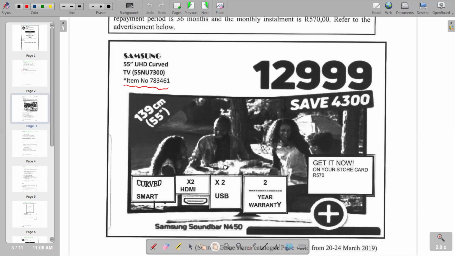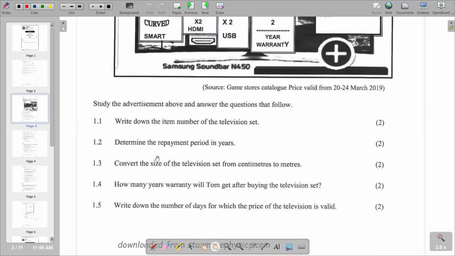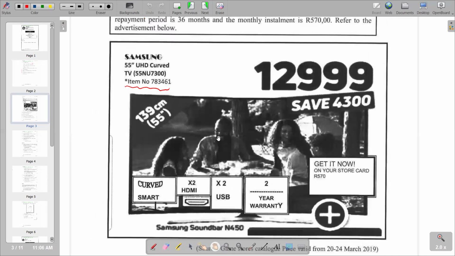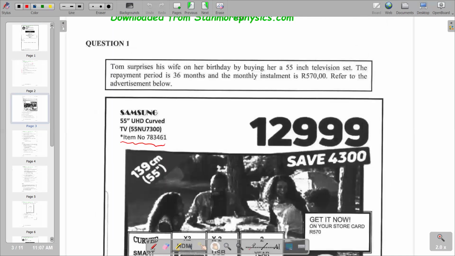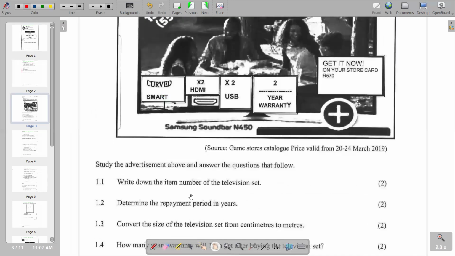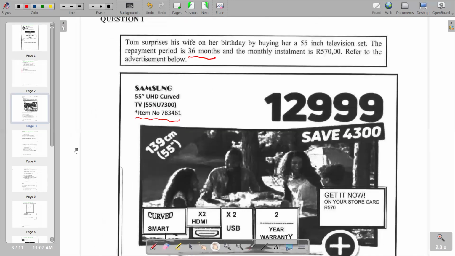Then the second part of our question reads, determine the repayment period in years. If you refer back to the information given, you're going to see that the repayment period is given in months. But our question requires us to represent it in years. So of course, we have 36 months.